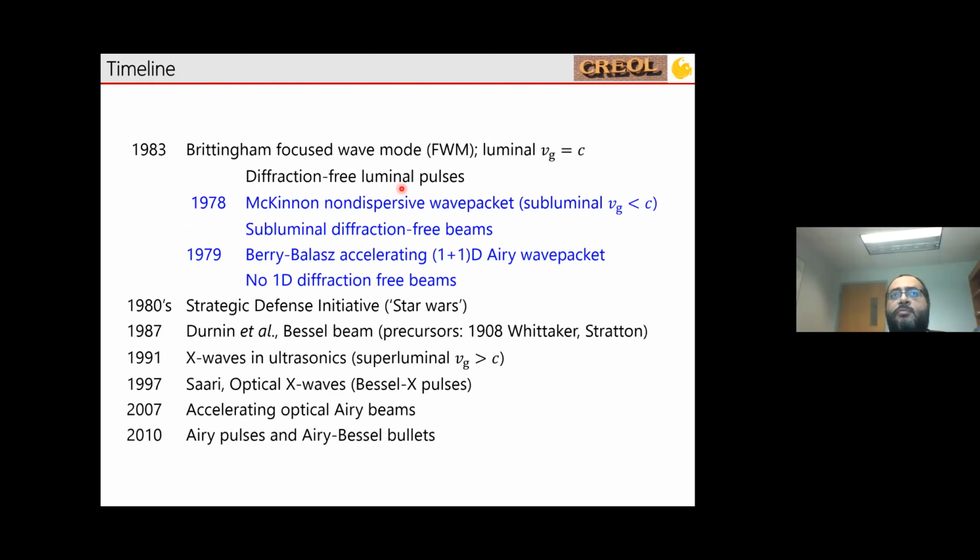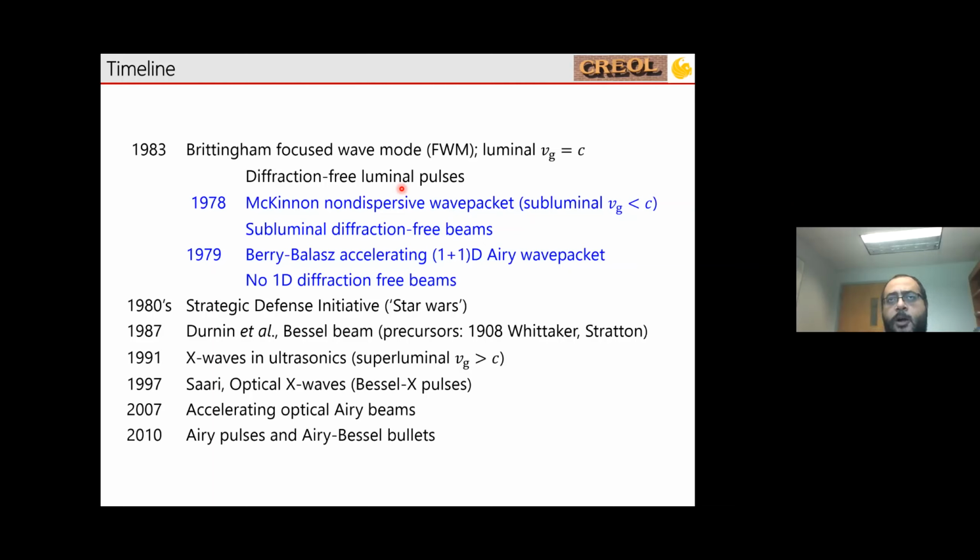In 1983, James Brittingham out at Lawrence Livermore Labs published a theoretical paper where he found a mathematical function that satisfies Maxwell's equations and represents a pulsed beam, an optical field of finite spatial and temporal extents that nevertheless propagates in free space without diffraction and dispersion. This came as a shock to the optical community.